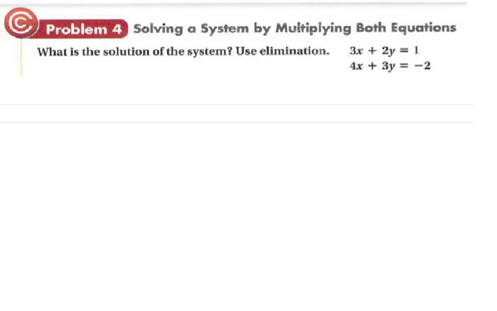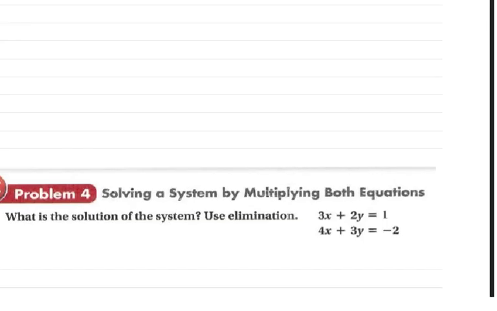Okay, the last example that we're going to look at before we start our assignment is, what if you have to multiply both equations by something, which is possible. So let's look at these two equations. Can I multiply 3 by anything to get to 4? No. Can I multiply 2 by anything to get to 3? No. So it's not as simple as the other one.